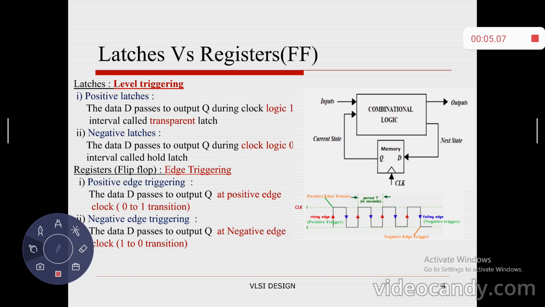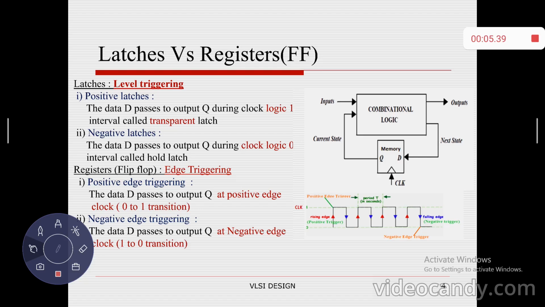If the information stored in a memory is connected as a feedback input during the logic 0 time interval, the flat 0 time interval, it is called a negative latch. Likewise, if the information stored in a memory is connected to the input of a combinational logic circuit during the rising edge, the 0 to 1 transition, it is called positive edge triggering. If it happens during the falling edge, the 1 to 0 transition, it is called negative edge triggering.